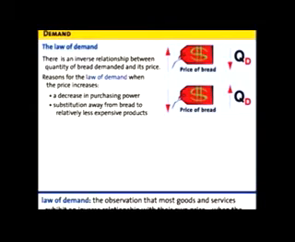So the law of demand says that there is an inverse or opposite relationship between the price of bread and the quantity of bread demanded. What about another factor, like the price of a complementary good? A complementary good is a good that is enjoyed along with the good in question.